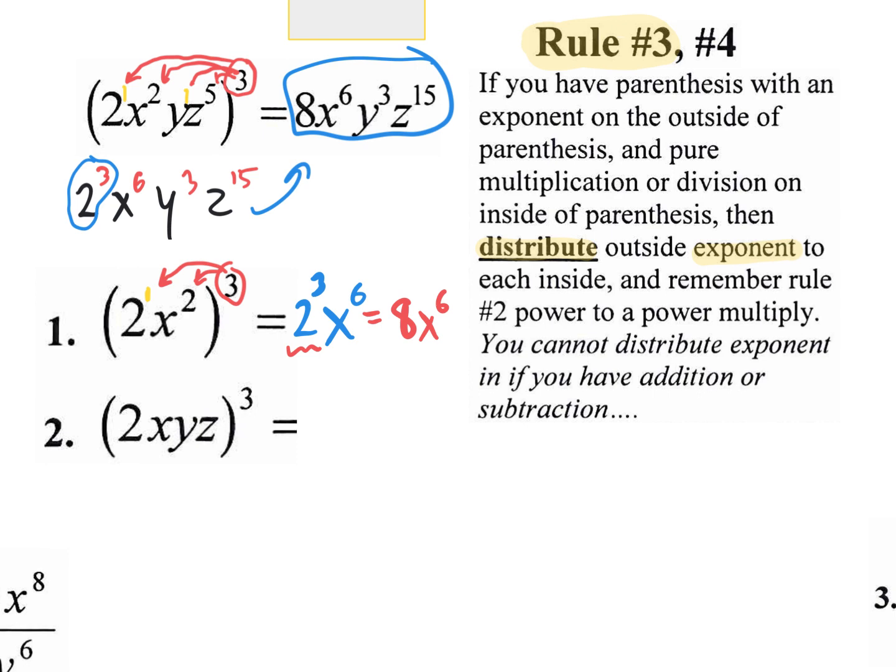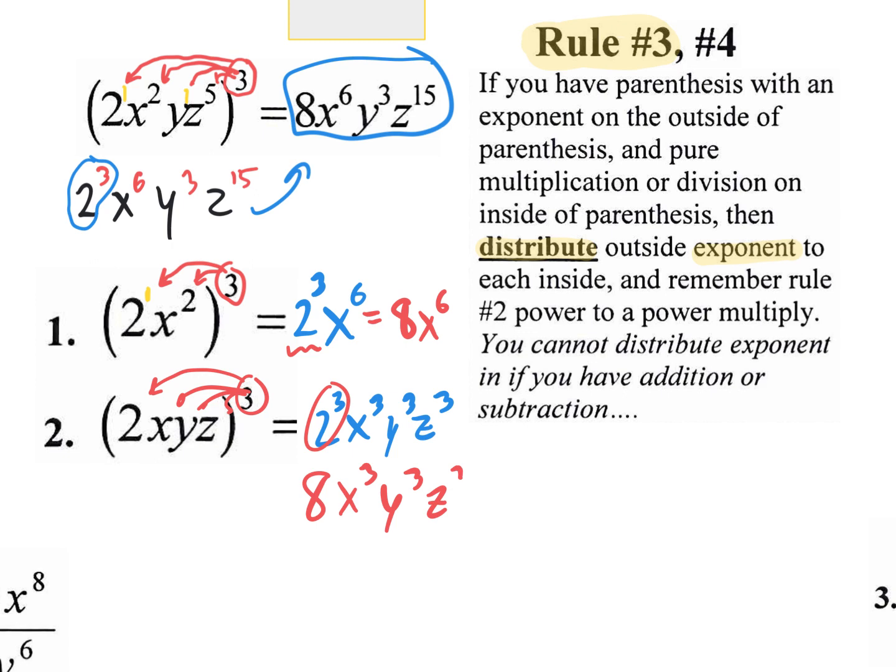Take that 3, distribute it to each and every exponent, and they're all invisible 1s. So my answer is going to be, instead of 2, it's going to be 2 to the third, x to the third, y to the third, z to the third. And the only other thing you could do is actually this number right here, 2 to the third. What is 2 to the third? 8. x to the third, y to the third, z to the third. So rule 3 is pretty easy, right? Anytime you have parentheses with an exponent on the outside, distribute that outside exponent to each exponent on the inside.